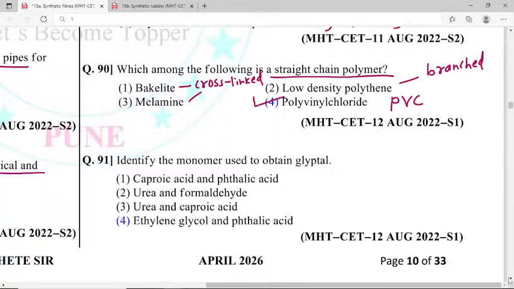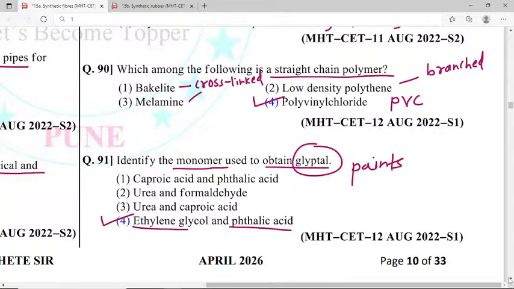Identify the monomers used to obtain glyptal. So ethylene glycol and phthalic acid. Glyptal is used for making paints. It is a polyester polymer.